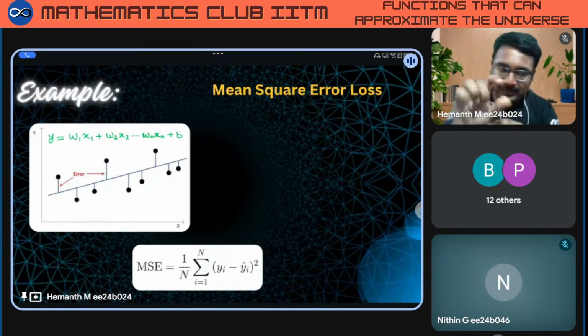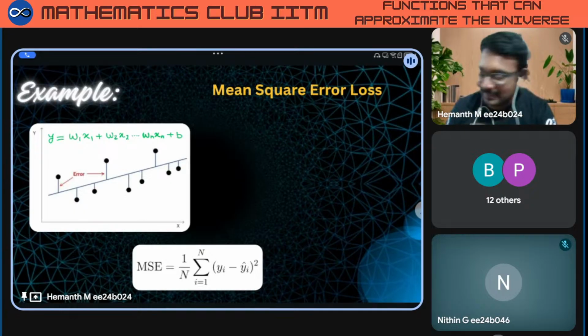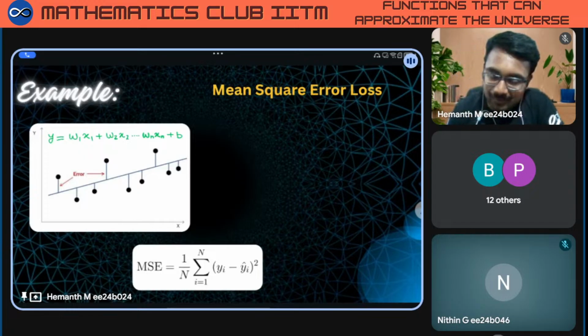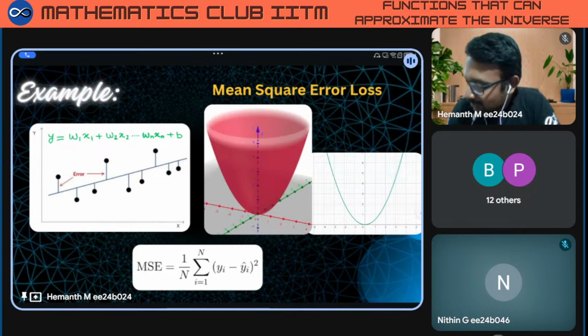It is basically you calculate the error each time by taking the difference of the prediction from the true value, square that, and take the average of that. So it is basically the mean of the square of the errors. That is what is known as mean square error loss, and we try to minimize this mean square error loss. So let's try to visualize how this mean square error plot looks.